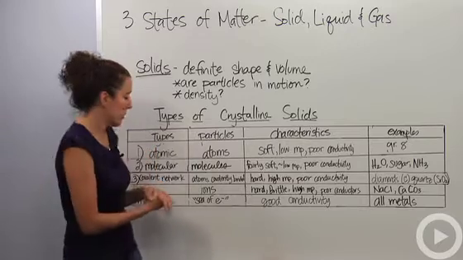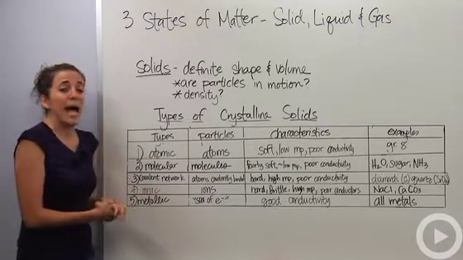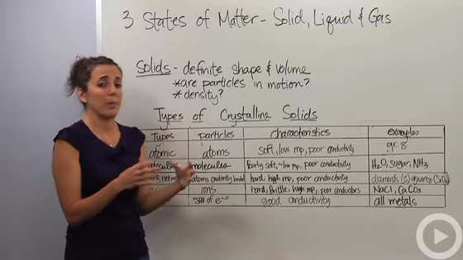Anything that's ionically bound to each other. Lastly, we have metallic bonds. And metallic bonds are made up of all metals.